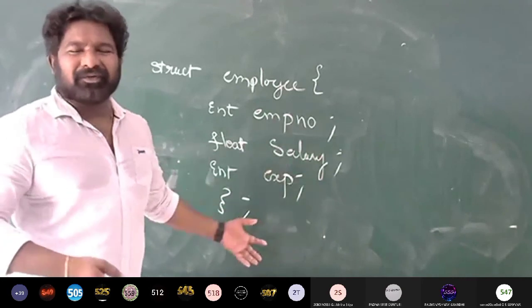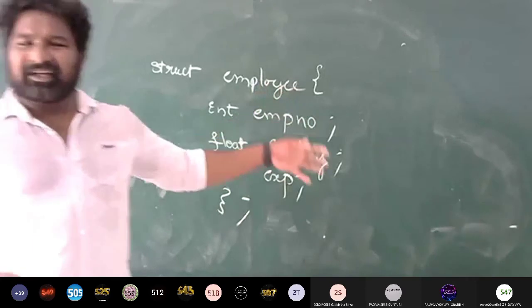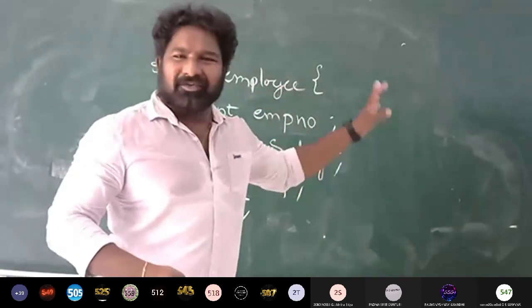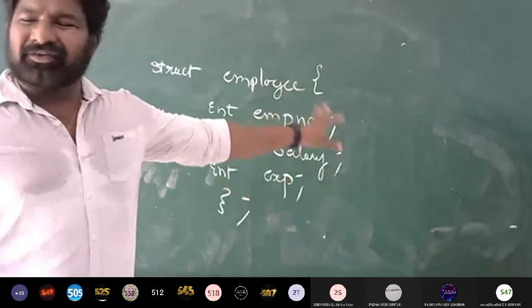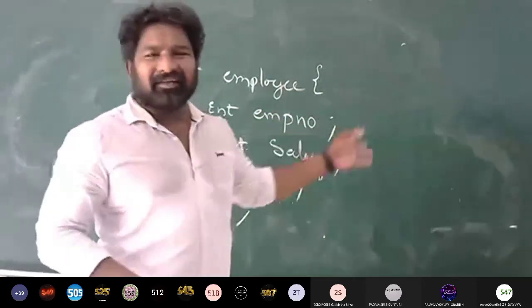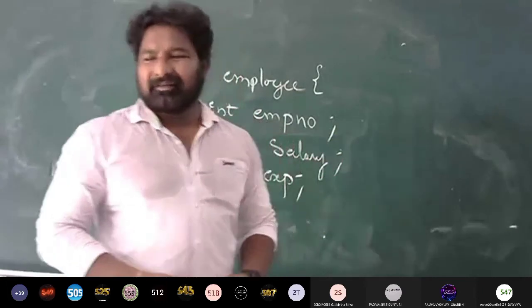I'm taking 3 employees, E1, E2, E3, as struct employee E1, E2, E3. Can you store name? Can you store employee number and salary? It's almost similar to the student only. Student is replaced by employee, nothing more than that here. Right or not?